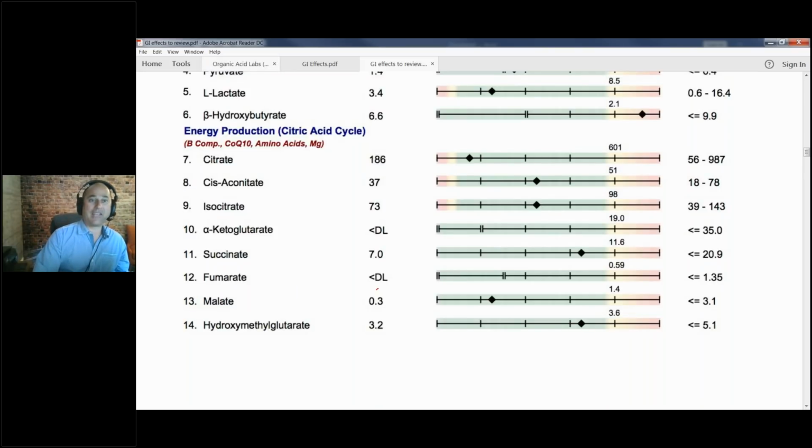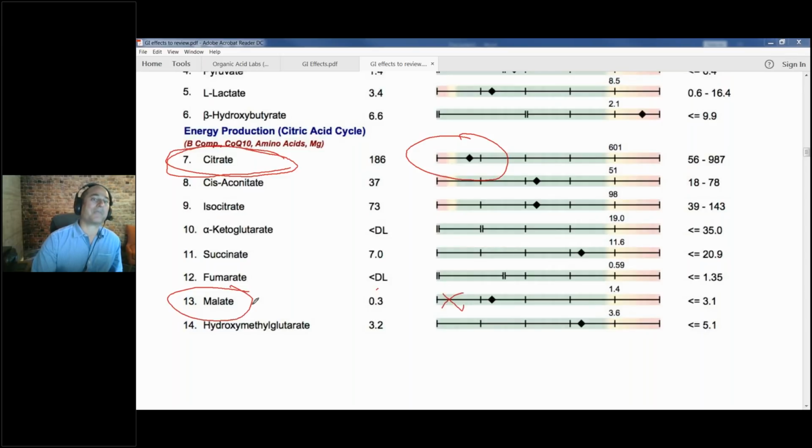Okay. And then you look at their energy production markers. You see the ones on the screen here? And you're like, holy moly, they're really low in citrate. What if I want to give them some citrate? Well, wait a minute. Why don't I use magnesium citrate? The magnesium will help their low magnesium and the citrate will help their low citrate. How cool is that?